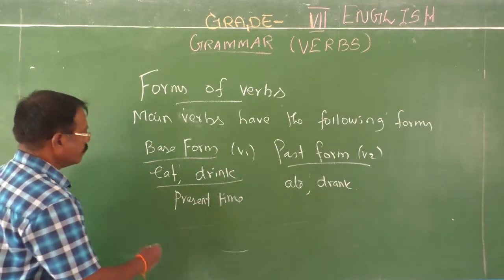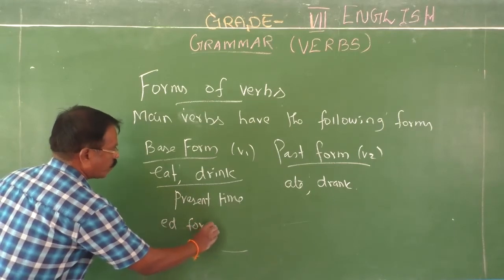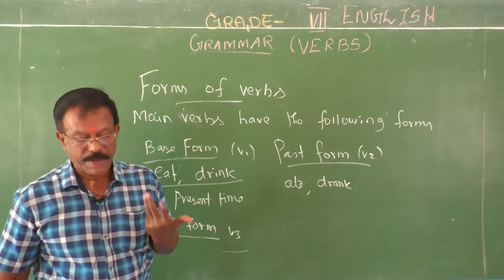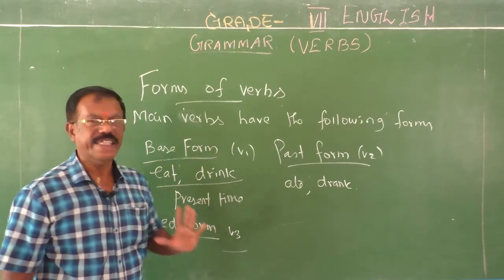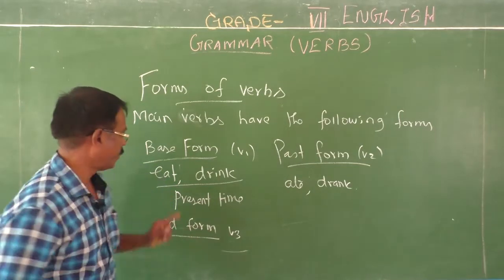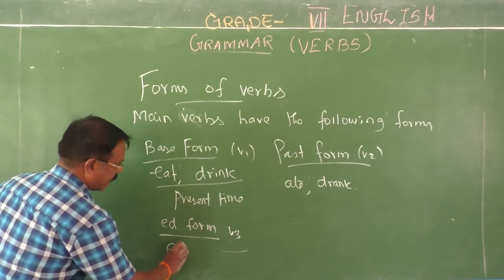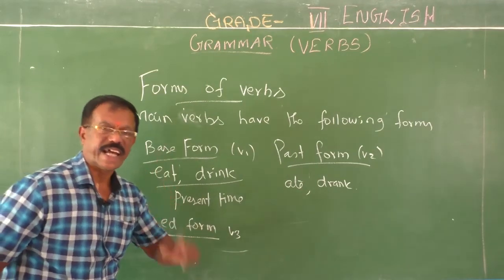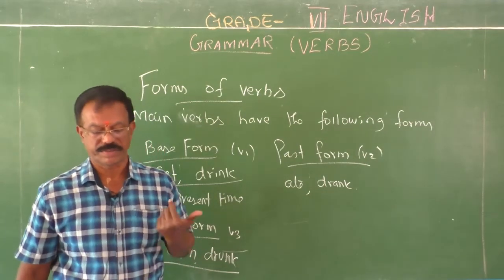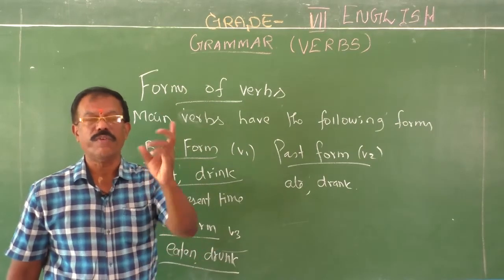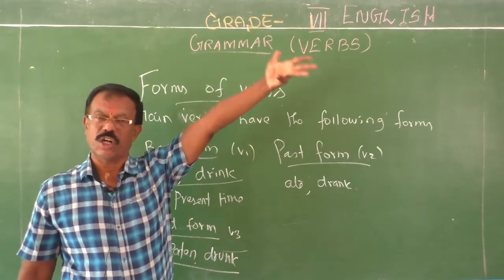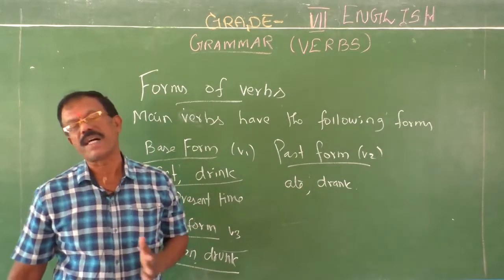And then the third form, the ed form, V3. This is called the past participle. Sometimes they take ed, sometimes they take en, sometimes they take ne in the third form. For example, eat, ate, eaten; drink, drank, drunk; go, went, gone; draw, drew, drawn. Okay, so they are called the V3 form, past participle.